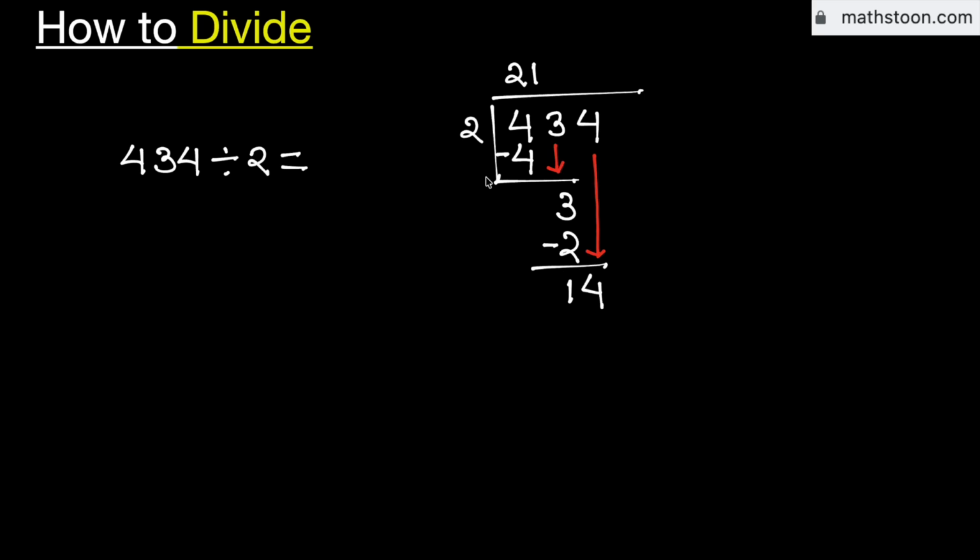And we know that 2 times 7 is equal to 14. Subtract, we get 0. As we get the number 0 and we have no number to bring down here, so we will stop. Therefore, 434 divided by 2 is equal to 217. And this is our final answer.